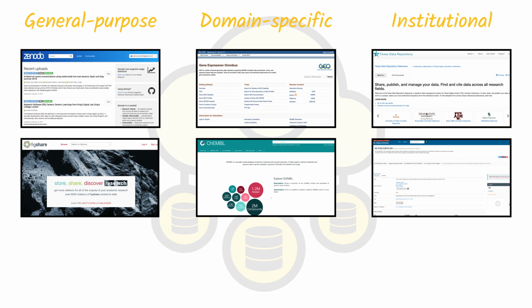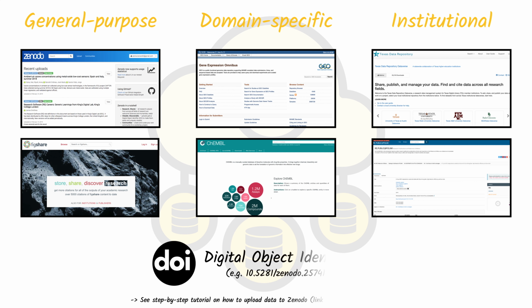Data repositories usually provide a digital object identifier or DOI. A DOI is basically a code made of numbers and letters, like the one you see here, that identifies our shared material in a unique and permanent way. This allows other scientists both to easily find our material and to cite it in their publications.